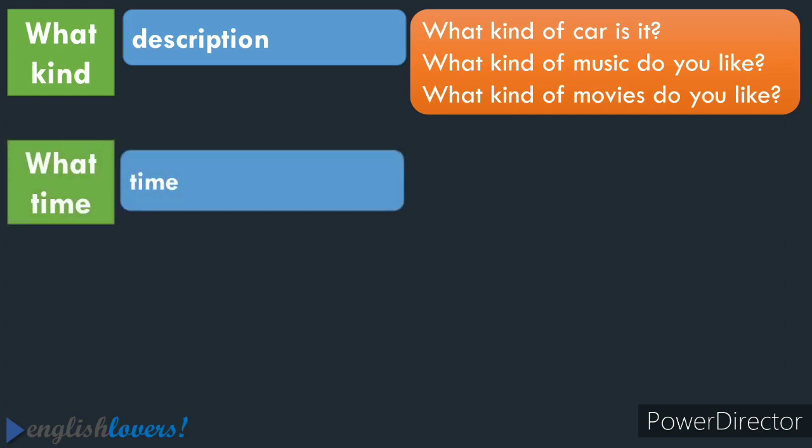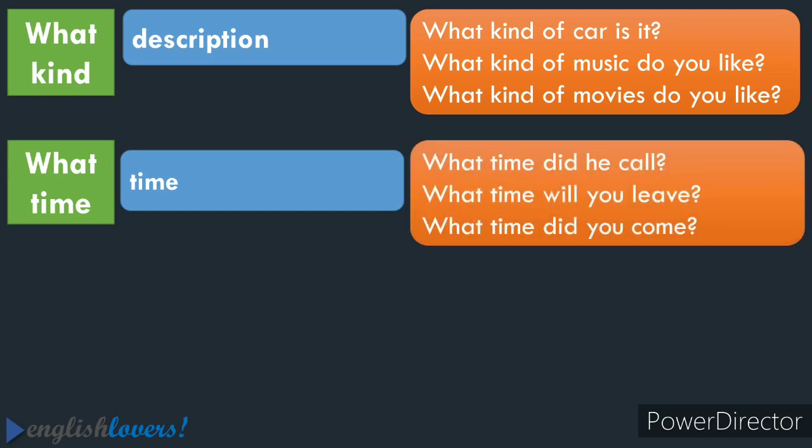Next is what time. So here the speaker wants to know the exact time, so that's why he would ask what time. So, what time did he call? The answer would be, he called at 10 o'clock yesterday night. So here the exact time is given for that question, what time. Or, what time will you leave, or what time did you come? So in all these sentences, what time did you come, for example, the answer would be, I came at 7 o'clock in the evening. So here the exact time is given to the question what time.